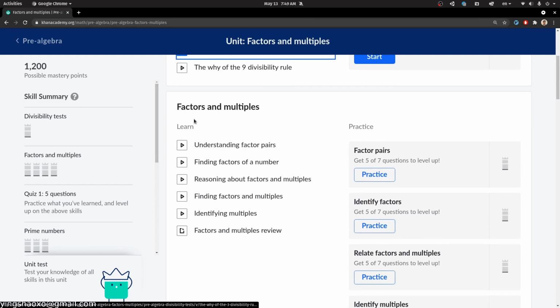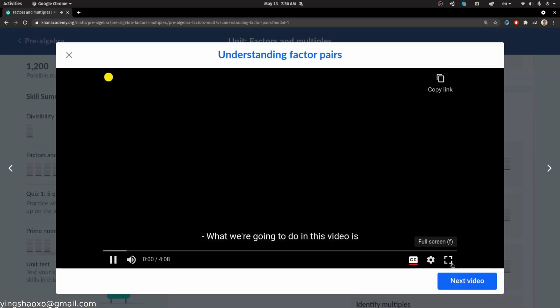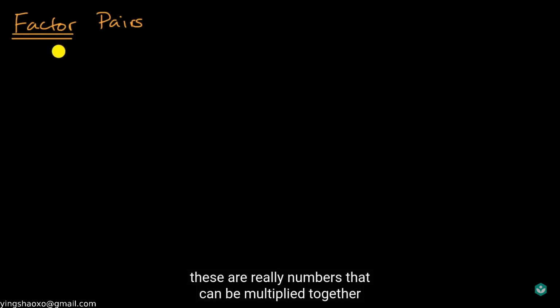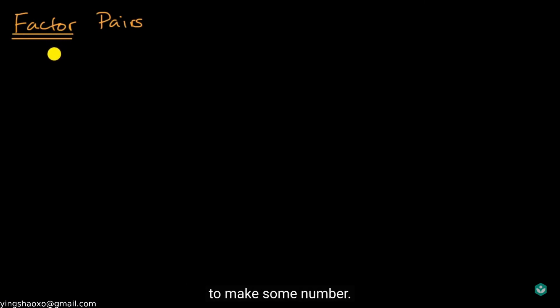Okay, let's go on. Factors and multiples. Let's do an understanding about the factor. What we're going to do in this video is talk about factors and factor pairs. Now, when we talk about factors, these are really numbers that can be multiplied together to make some number.